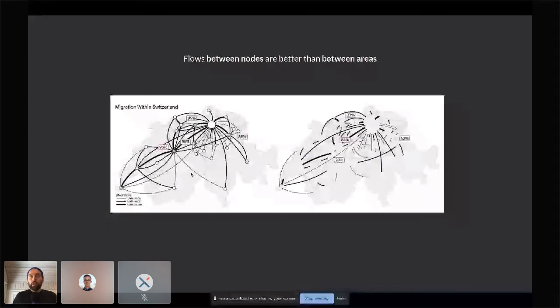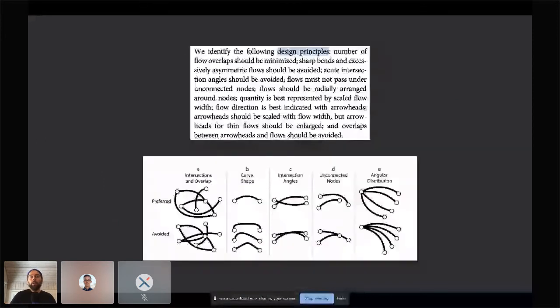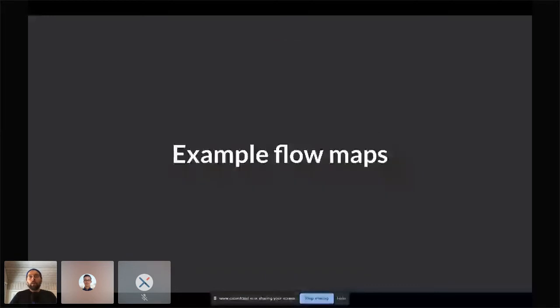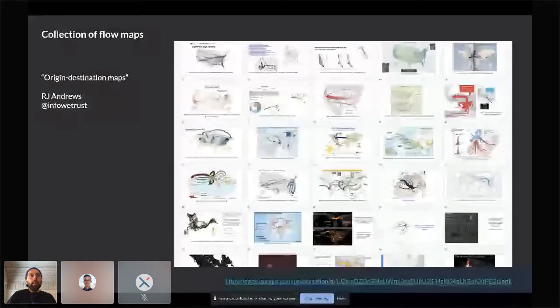They also, in this paper, summarize the past work and advice from other papers, so it's a good read. Although many of the techniques are difficult to implement in an automated solution, especially with many flows. Yes, a few examples. There is a good collection maintained by R.J. Andrews, the author of the book Info We Trust. It's a Google presentation with many flow maps.